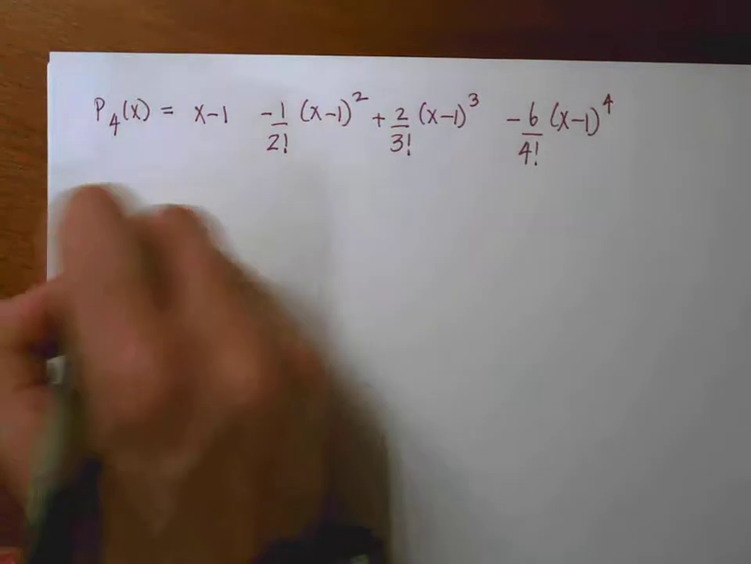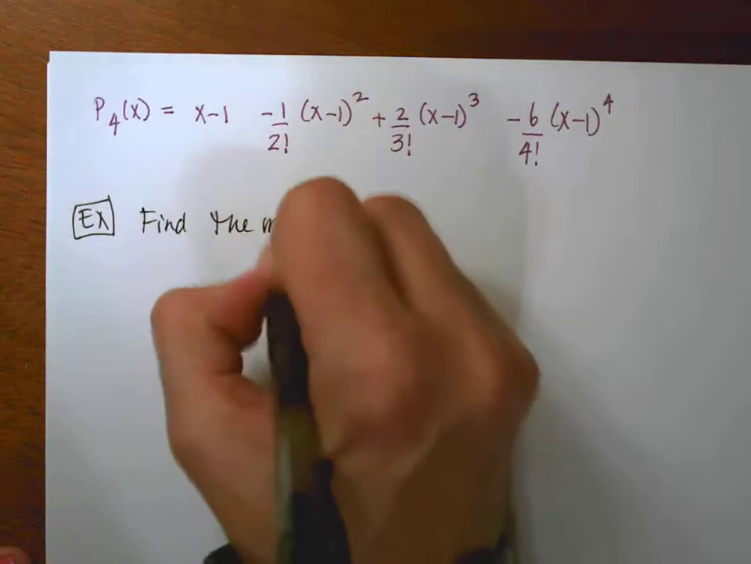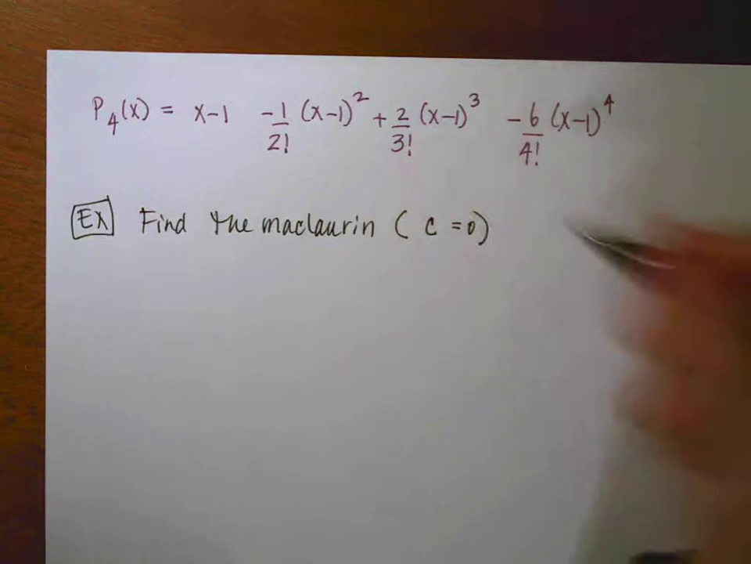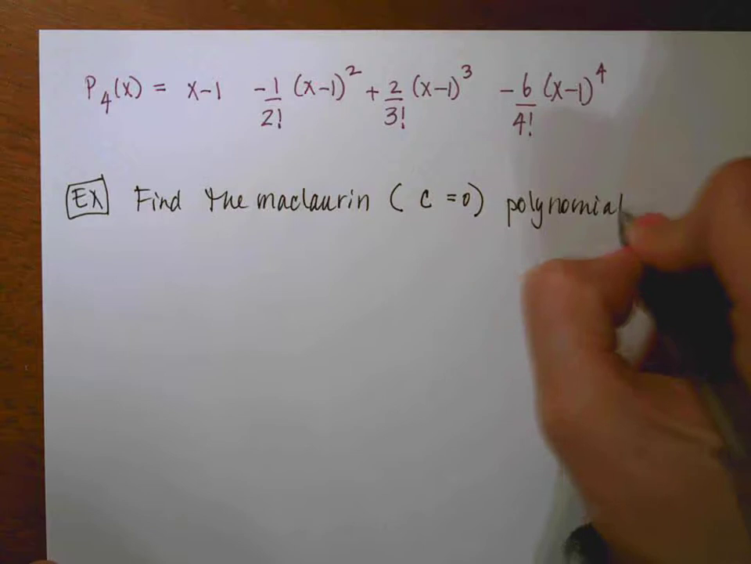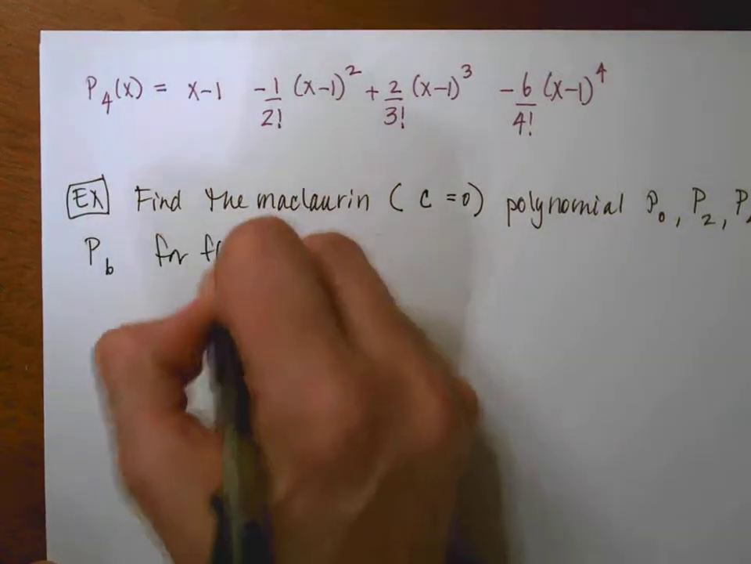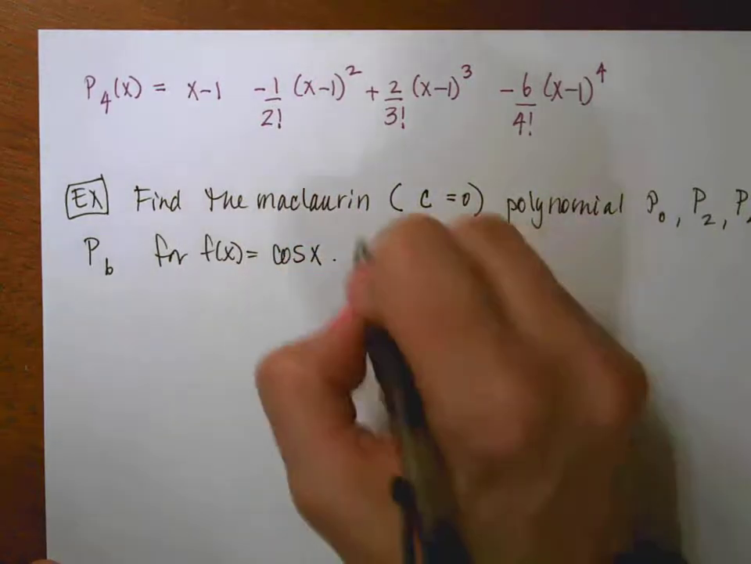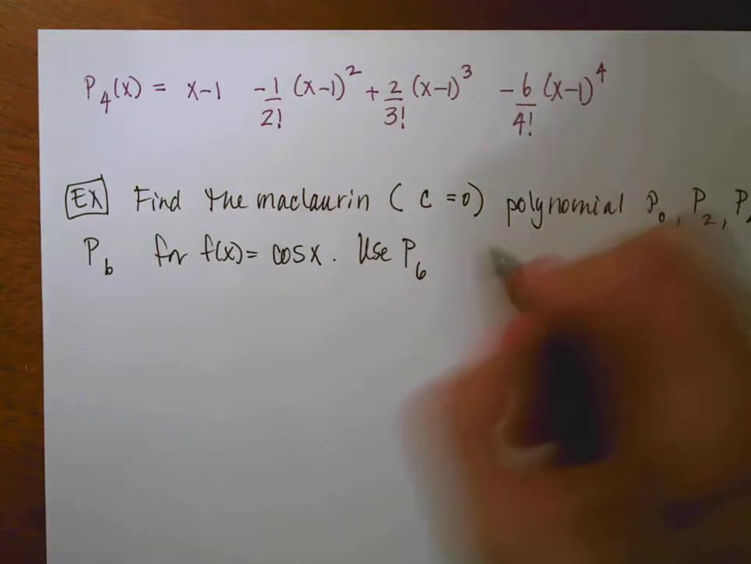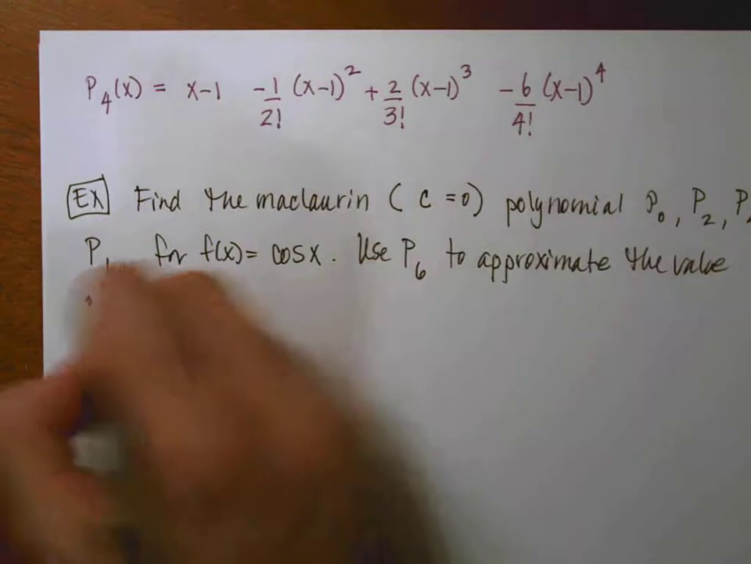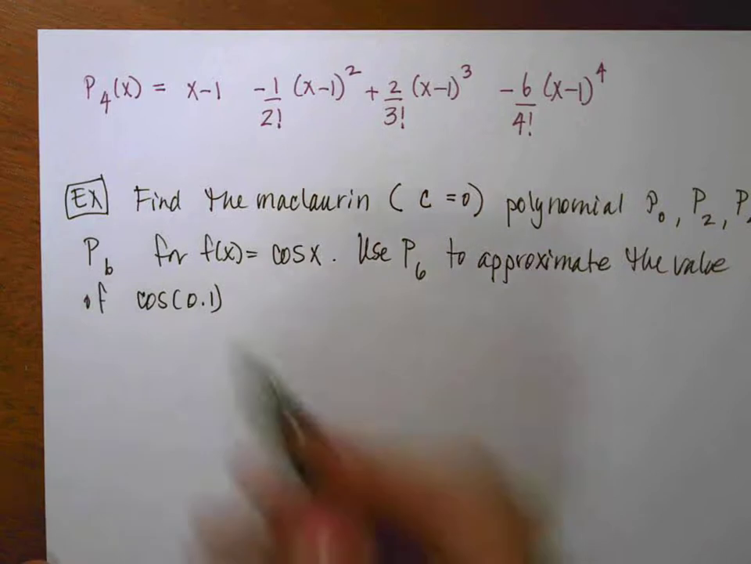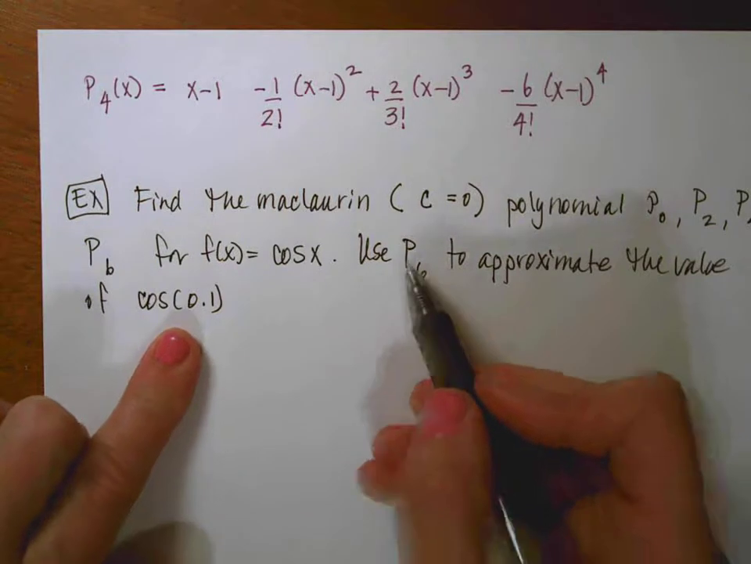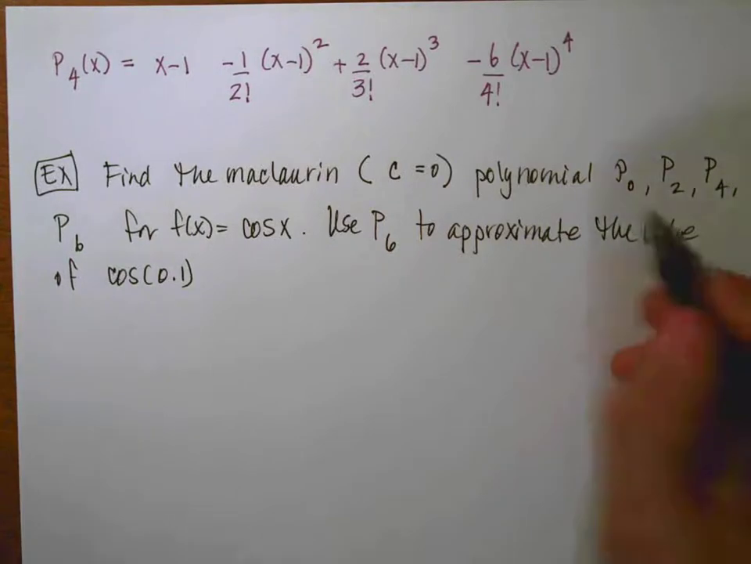Alrighty. I think I have one more example and then we're done. So it's not as bad as I thought. This one's going to say, find the Maclaurin polynomial. And remember, for the Maclaurin, that means that my c is going to equal 0. Find the Maclaurin polynomials p sub 0, p sub 2, p sub 4, p sub 6, for f of x equal to the cosine of x. And then I want to use the sixth degree polynomial to approximate the value of the cosine of 0.1. Alrighty, so I'm going to find this value in my calculator, and then I will compare it with what we find for the sixth degree polynomial approximation.